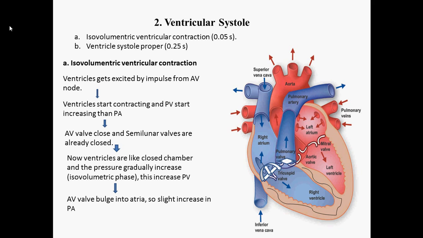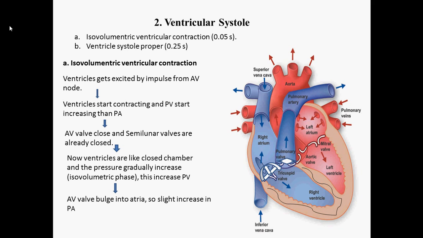Imagine the pressure changes. So first of all, again, the ventricles get excited by the impulse which has come from the SA node. The ventricle is contracting, there is a tensioning of the muscle. As a result of the increased pressure of the ventricle, preventing the backflow of the blood, the atrioventricular valve is closed.